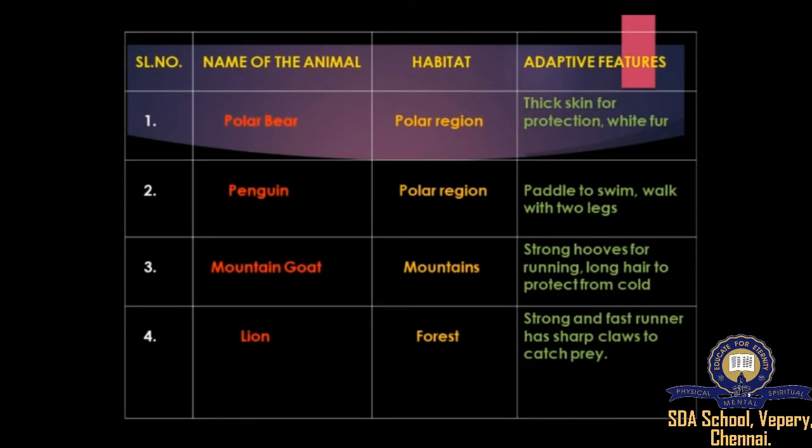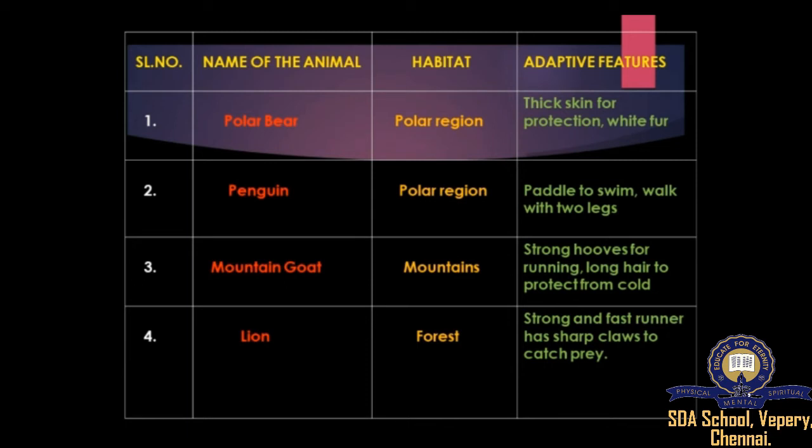Okay, the habitat of the polar bear is the polar region, and the adaptive features are that it has thick skin for protection, and the color of the fur is white. Okay, so what are the adaptive features of the polar bear? It has a very thick skin for protection and white fur. Okay, and the habitat of the polar bear is the polar region.